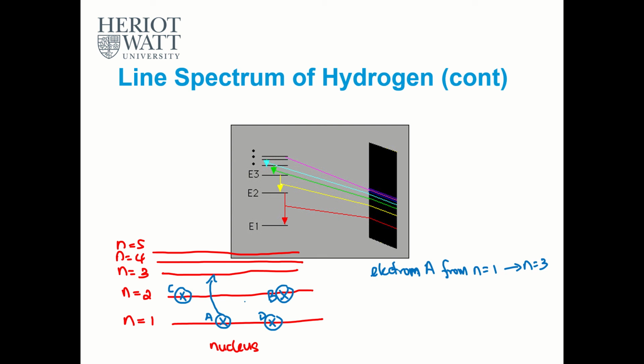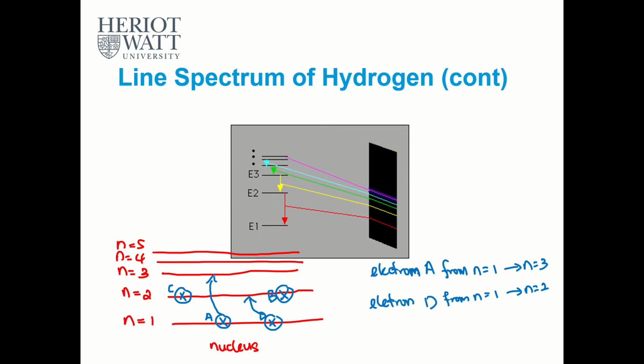Then electron D, when it absorbs energy, gets promoted, gets excited, and jumps from n equals 1 to n equals 2. So D jumps to the second shell instead, because different electrons absorb energy in different manners. Some absorb more, some absorb less, it depends. We can't actually control that. So electron A jumped from n equals 1 to n equals 3.